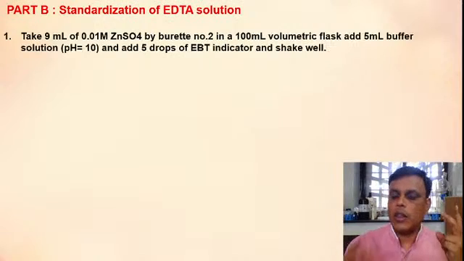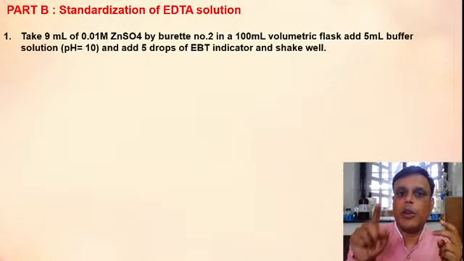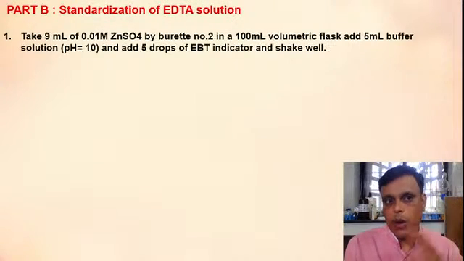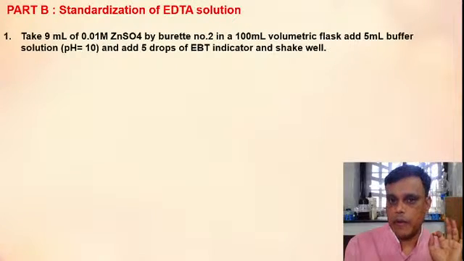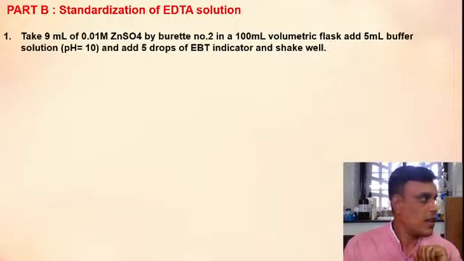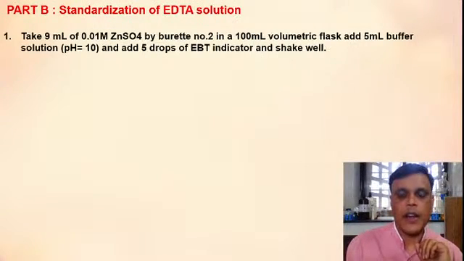It is a two burette titration. In burette number 1 you have to fill EDTA solution. In burette number 2 you have to fill zinc sulfate solution. And from burette number 2 you have to take 9 ml of zinc sulfate solution in a volumetric flask. This volumetric flask is also called a titration flask.